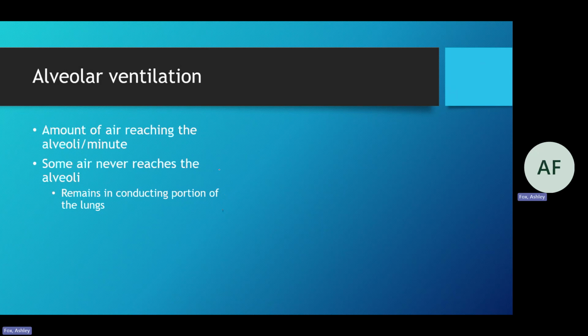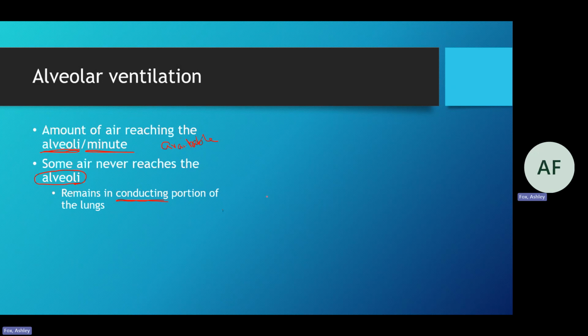We also look at alveolar ventilation because some of the air remains in our tubes or the conducting portion of the lungs. So some of the air never gets to the magic area where gas exchange can occur, which is the alveoli. So we look at alveolar ventilation as the amount of air that can actually get into that alveoli per minute. So this is the amount of air that's available for gas exchange.